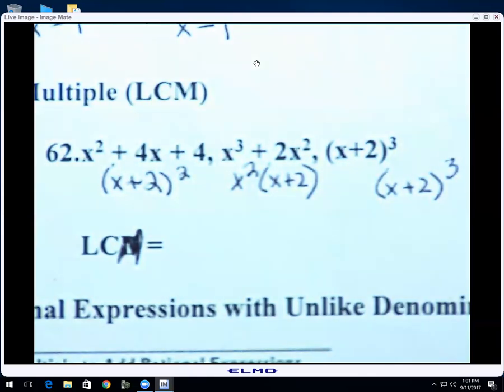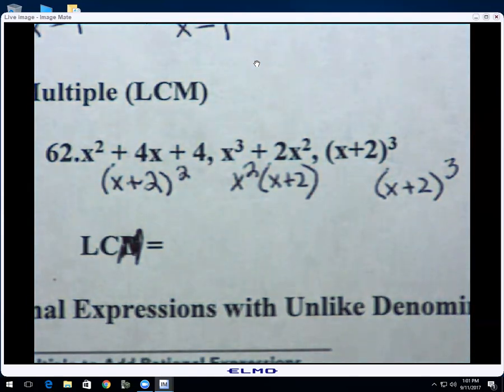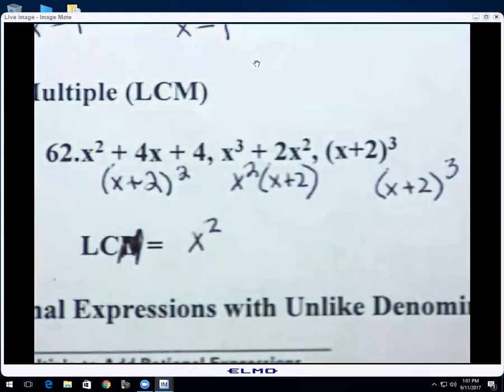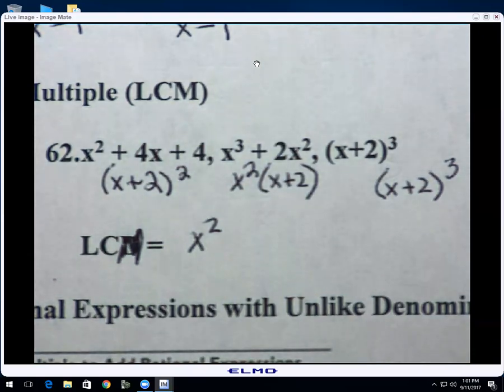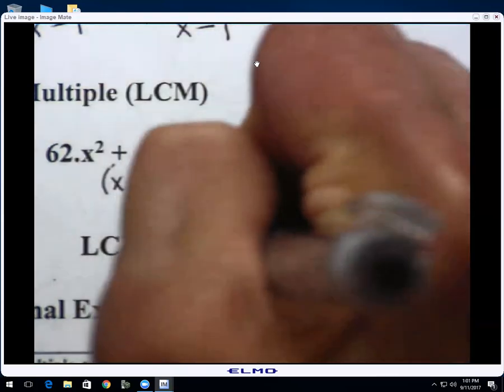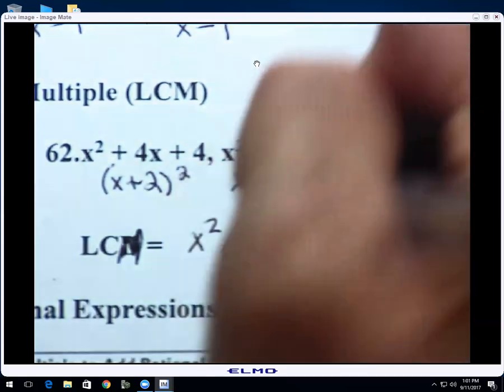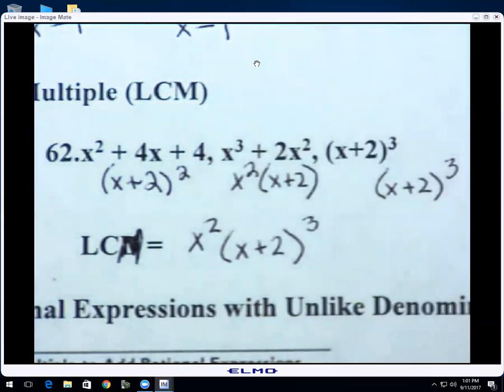What all has to go in the LCM? Definitely have to have an x squared, because that's the highest power of my x's. What else? (x + 2) squared. No, (x + 2) cubed. Oh, the highest power of my x + 2s is (x + 2) cubed. So that's my LCM.